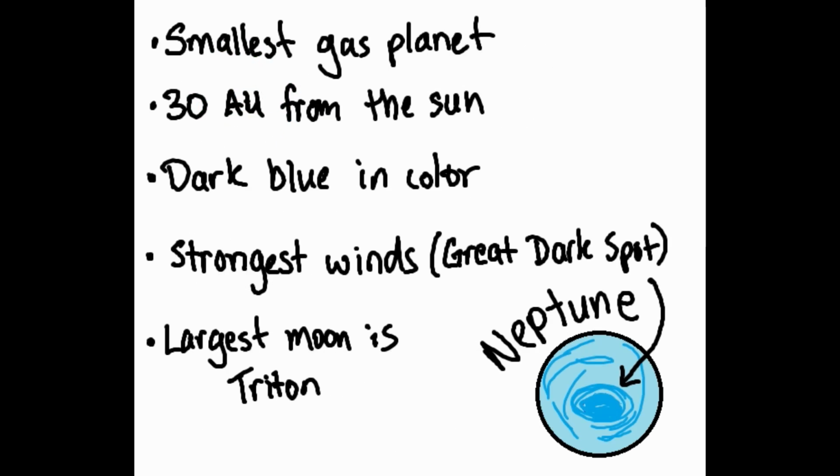more methane. It's the smallest gas planet. It's dark blue in color, like we mentioned. It has really strong winds as well. One of the strong storms was the Great Dark Spot, which has actually left, but it lasted for a long time.